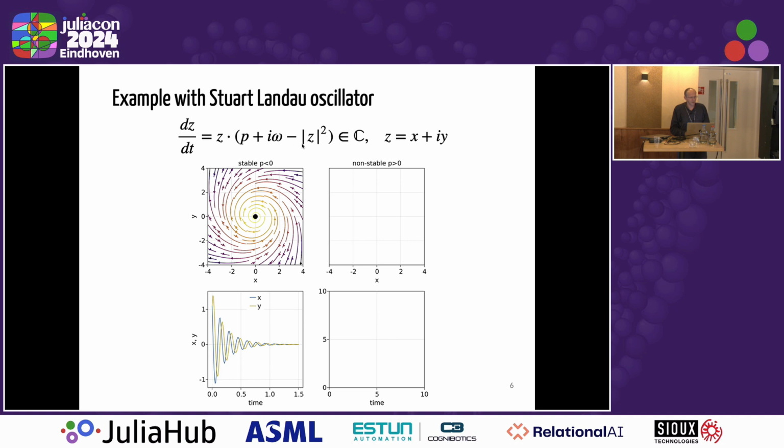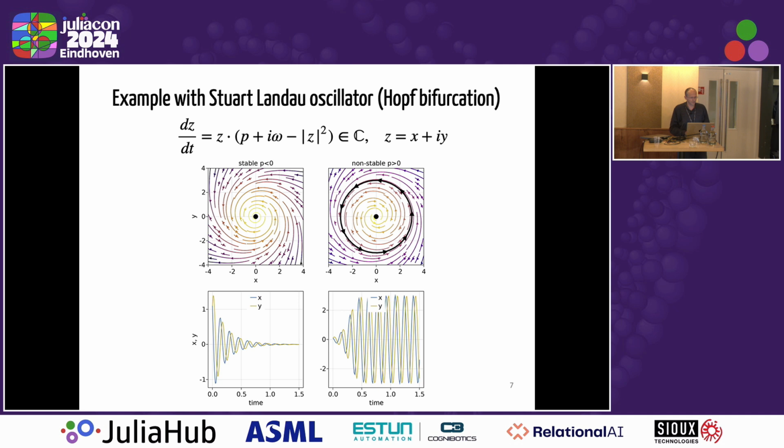It's because when z is close to 0, the dynamics is basically linear. It's z dot equals z times p plus i omega. As p is negative, it converges exponentially fast to 0. If you put p positive, then the equilibrium is repulsive, and you see that the dynamics around it is expelled, and it converges to this circle of solutions, which is a periodic solution. So that's basically the Hopf bifurcation, where you go from damped oscillations to true periodic motion.